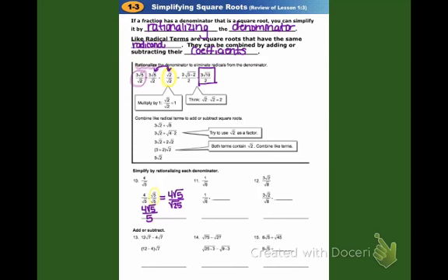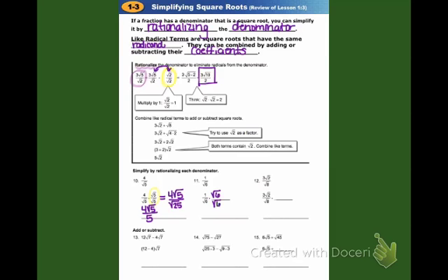So let's take a look at the next example. We have 1 divided by the square root of 6. What that means is I've got to get rid of that square root of 6 in the denominator, so I'm going to multiply both the numerator and the denominator by the square root of 6.